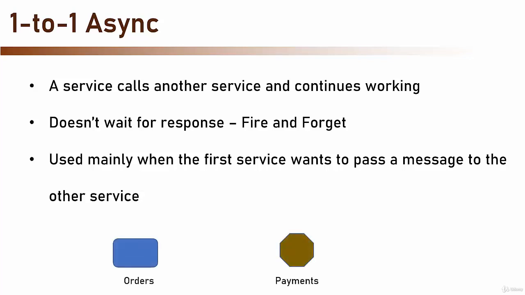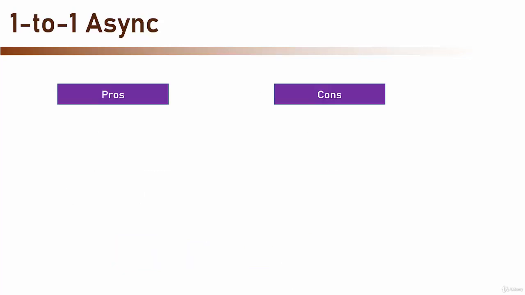For example, let's say we have these two services, the order service and the payments service. The order service wants to notify the payment service that an order had been placed and that a payment should be performed. So the order service sends an async message to the payment service and doesn't wait for a response. It doesn't really care what happens next. It's the responsibility of the payment service to make sure everything works and if there is any problem, to handle it. Now, what are the pros and cons of this approach?